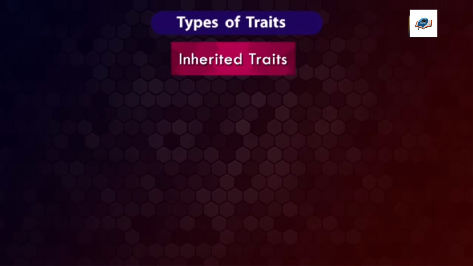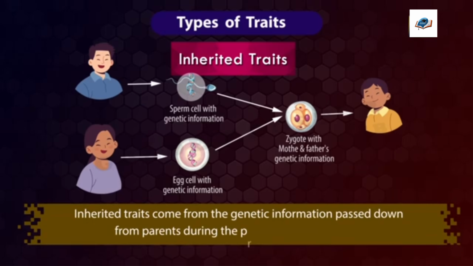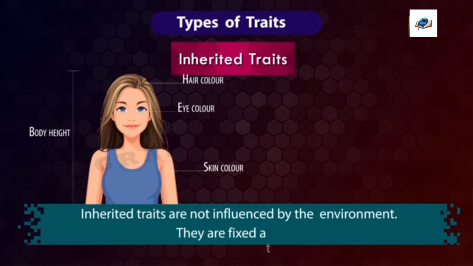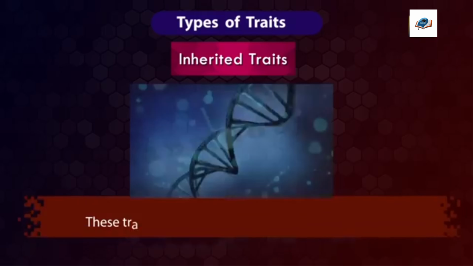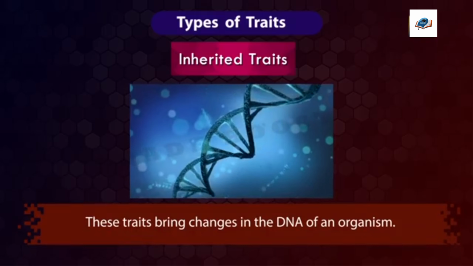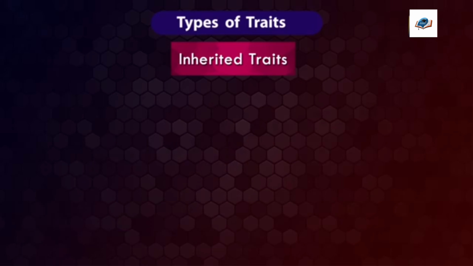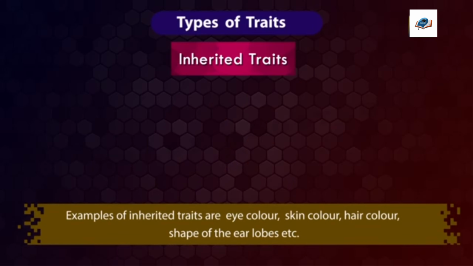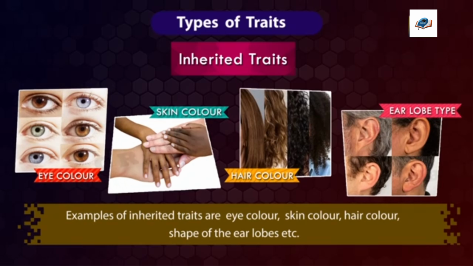Inherited traits. Inherited traits are the characteristics or traits passed from parents to offsprings. Inherited traits come from the genetic information passed down from parents during the process of reproduction. Inherited traits are not influenced by the environment. They are fixed at birth. These traits bring changes in the DNA of an organism. These traits help in the process of evolution. Examples of inherited traits are eye color, skin color, hair color, shape of the earlobe, etc.